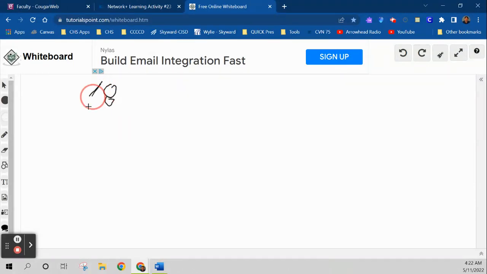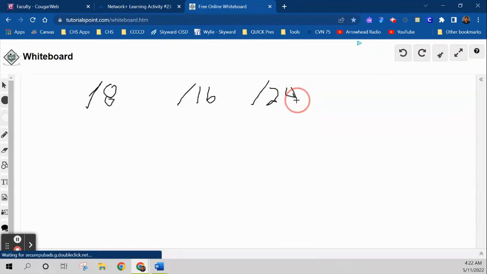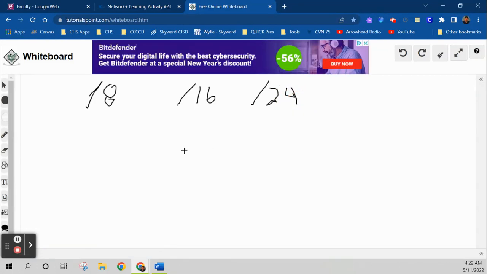Sorry, this is supposed to be a slash like this. And there's slash 16. And then there's a slash 24. If you can't remember where those come from, this is just the way they notate when you're dealing with your class A, class B, and class C. This is class A.